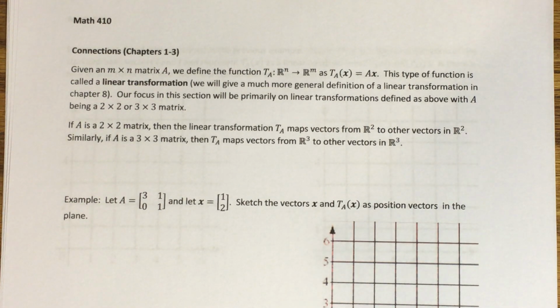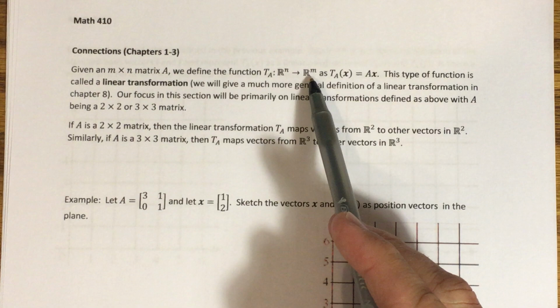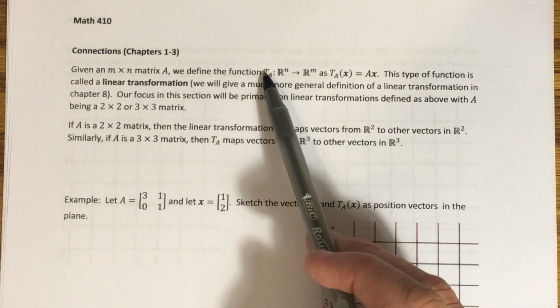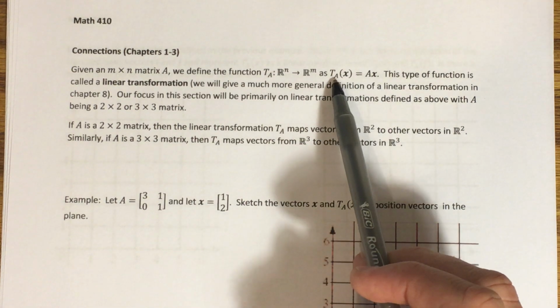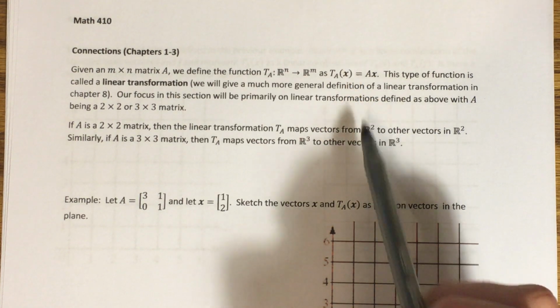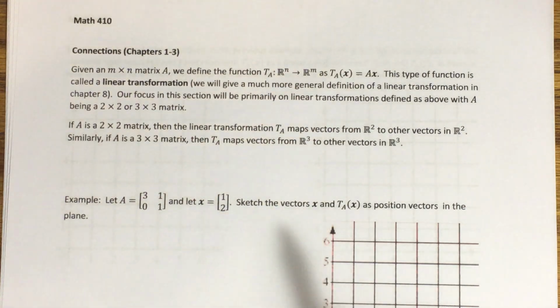So let's suppose that A is an m by n matrix, and we're going to use the matrix A to define a function that takes vectors from Rn as inputs and produces vectors in Rm as outputs. We're going to call that function T of A, and the way that T of A works is by plugging the vector x into T of A. The output is Ax.